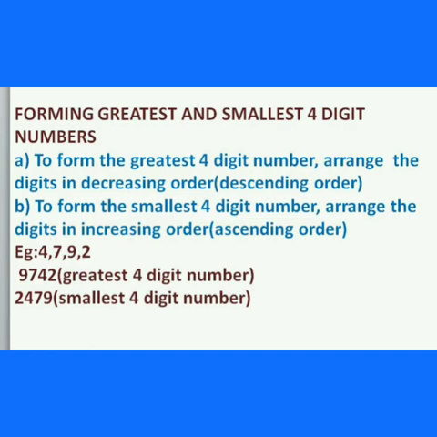For example, 4, 7, 9, 2 number is given. The greatest 4-digit number formed here is 9742. And the smallest 4-digit number 2479 is formed here. Children, you should not put comma when writing the greatest 4-digit number or the smallest 4-digit number, because digits only having comma and the number is never having comma. You should remember, don't forget. Okay, children? Good.